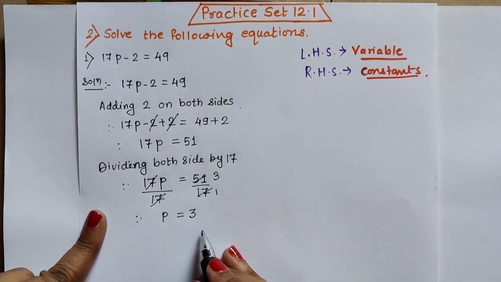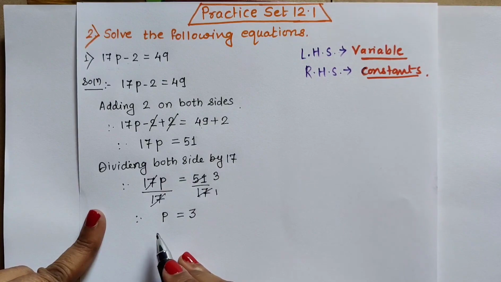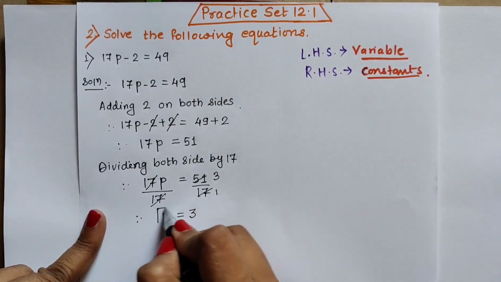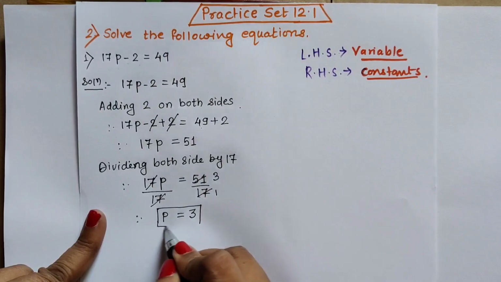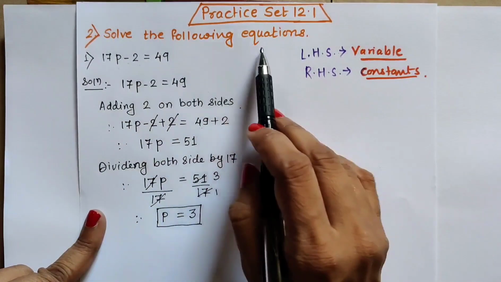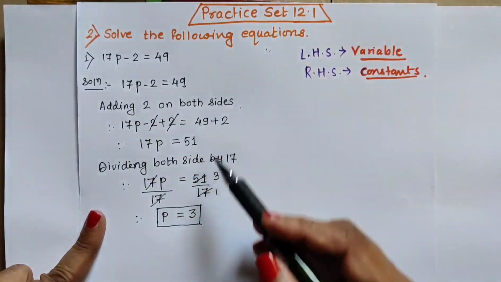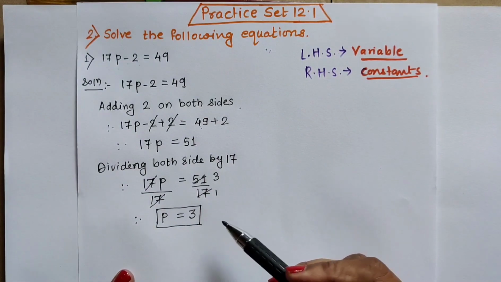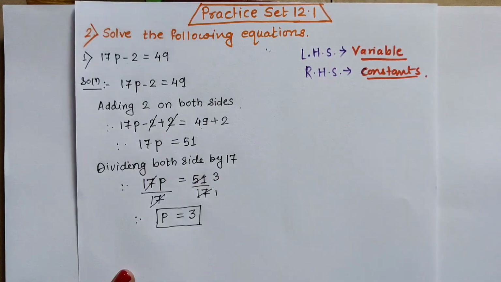So in this way, in the end, we get the value of the variable from the equation. The variable is p. The p value we got is 3. P is equal to 3. So getting the value of the variable in the equation means solving the equation. In this way we can solve the equation where we get the value of the variable from the equation.